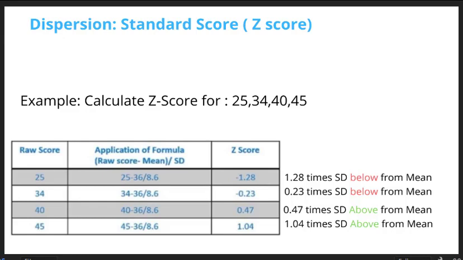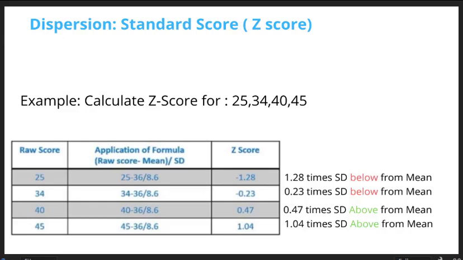Okay, so what is the importance of this? What are the standard scores for? 25 is 1.28 times the standard deviation below, and similarly, this is 0.23 times below the mean. It is negative because 34 is lower than the mean. Now let's understand the importance of a standard score. Now that we have computed with a complex formula, what is the importance of the standard score?